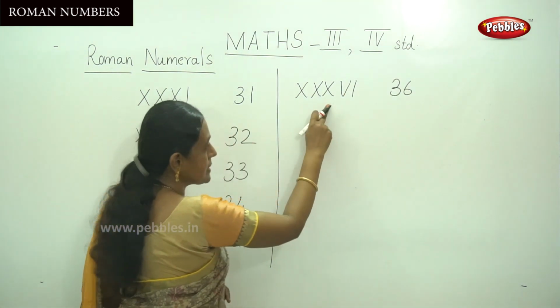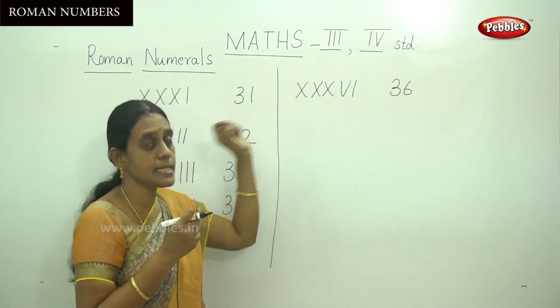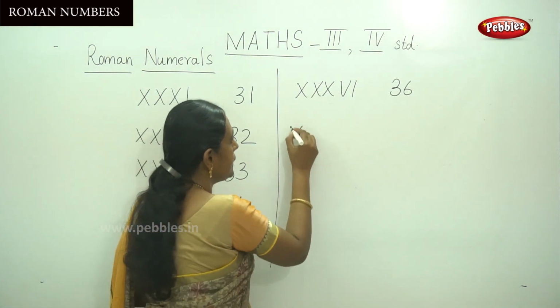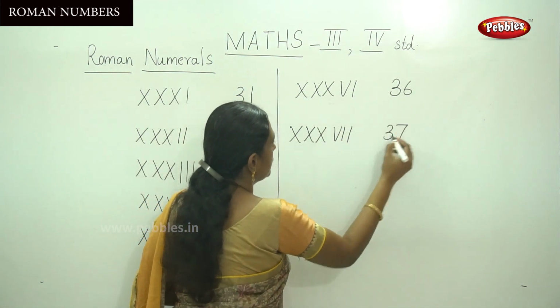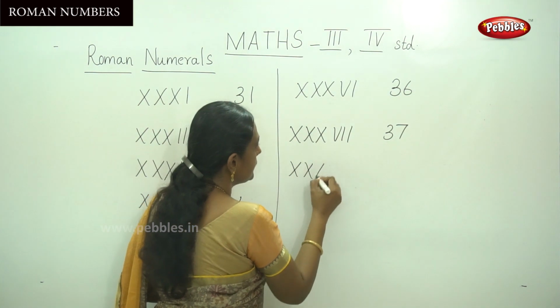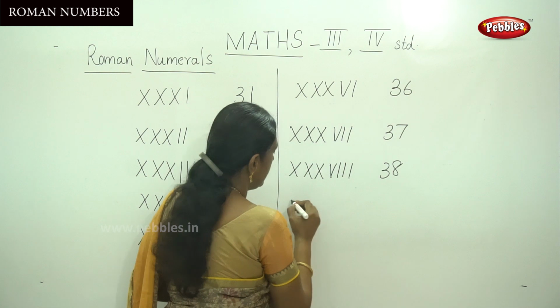Okay. 3 tens and the symbol for 6, so 30 plus 6, that is 36. And 37. And for 30, you put 8, that is 38.